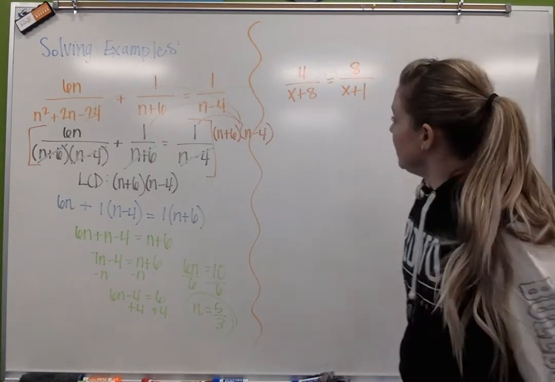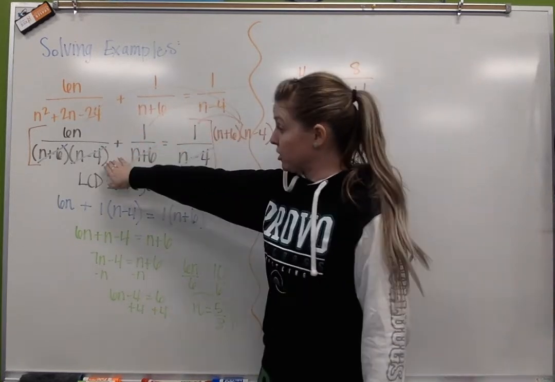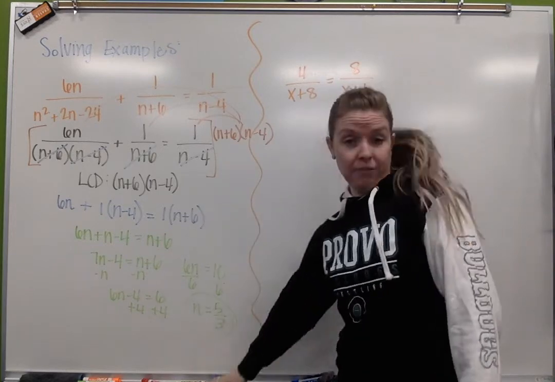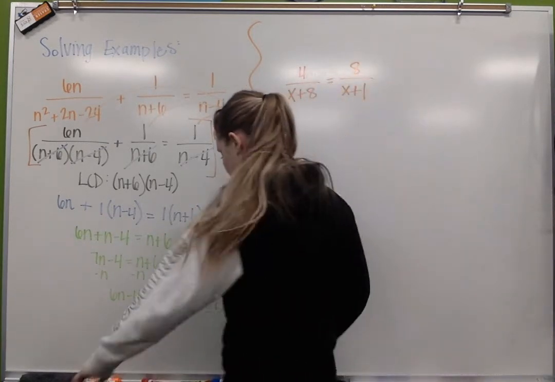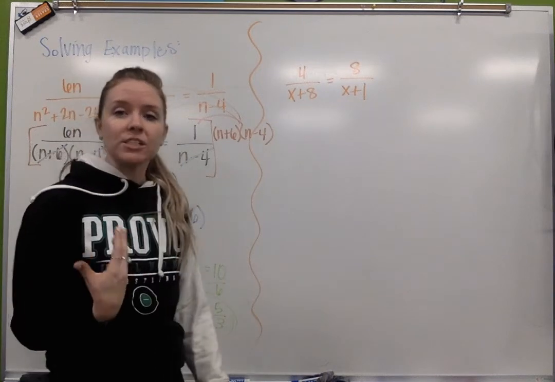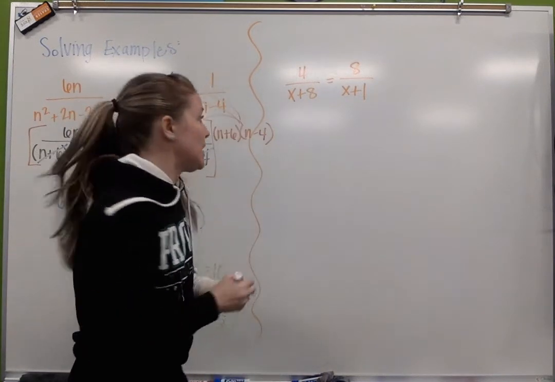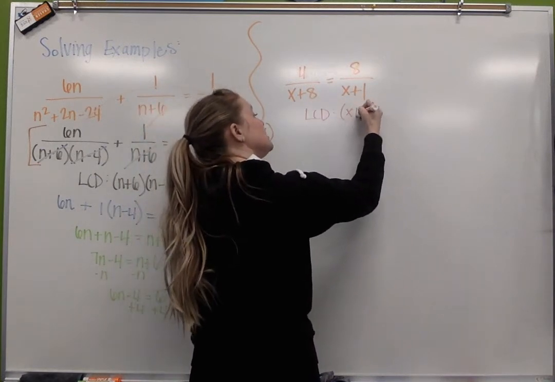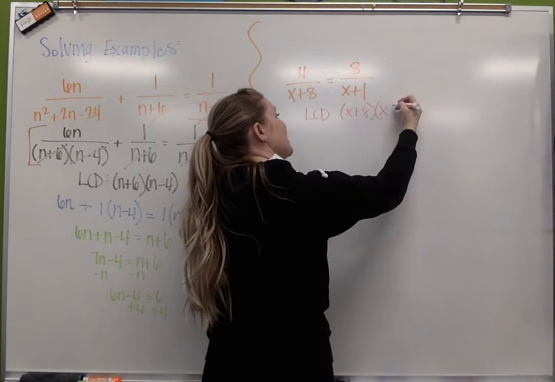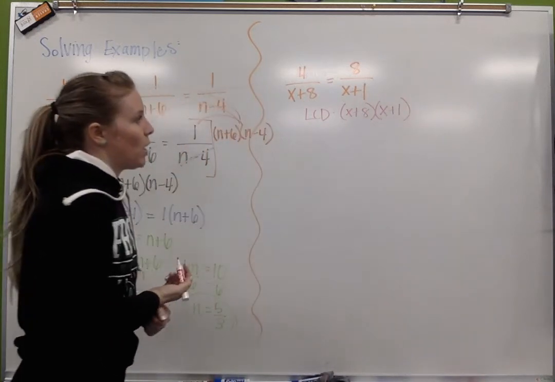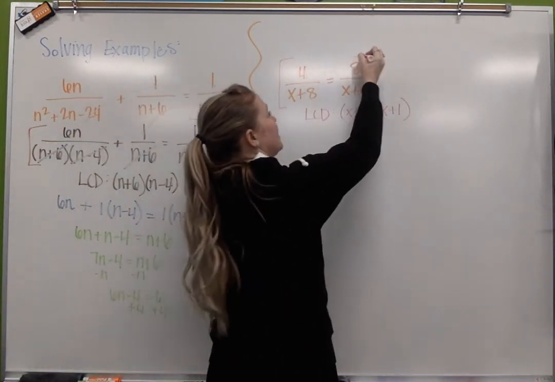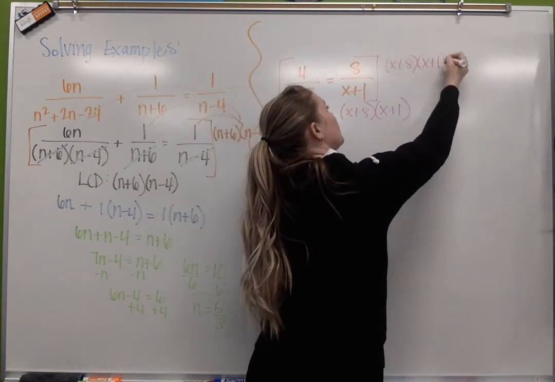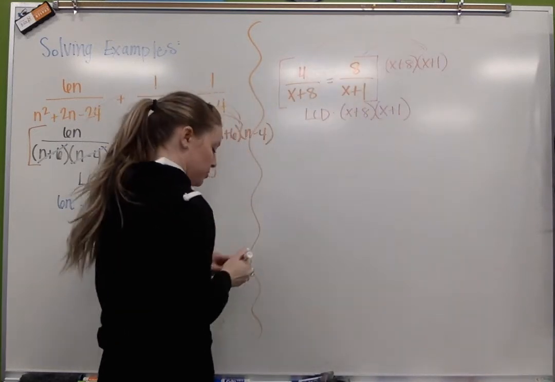All right. So again, factor, find the LCD, multiply by the LCD, simplify and solve. Check. All right, second problem. There's no plus or minus here, but the process is still the same. We're already factored, so I'm just going to look for my LCD, which in this case, I'm just going to multiply them together, so that's x plus 8 times x plus 1. So I'm going to multiply by x plus 8 times x plus 1, and distribute it to both terms here.